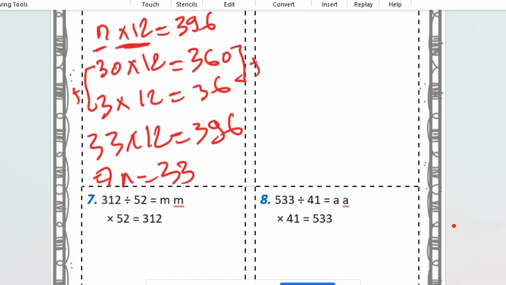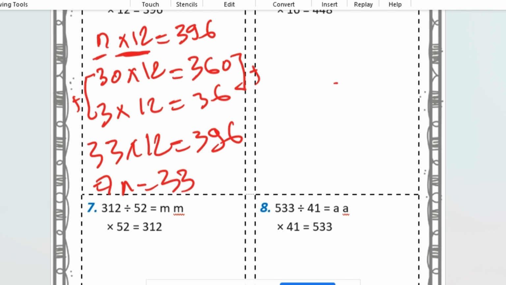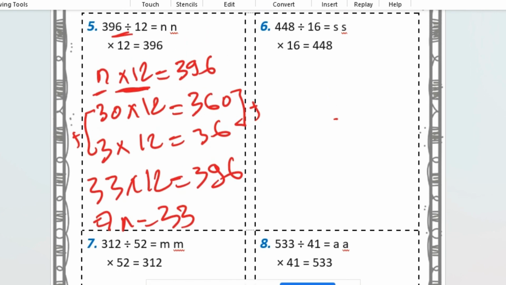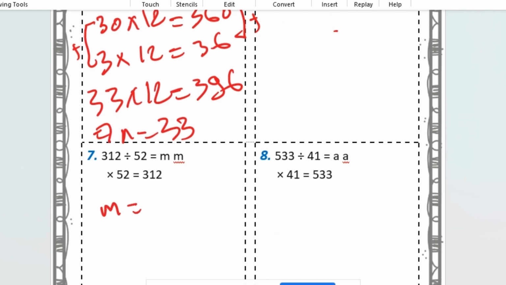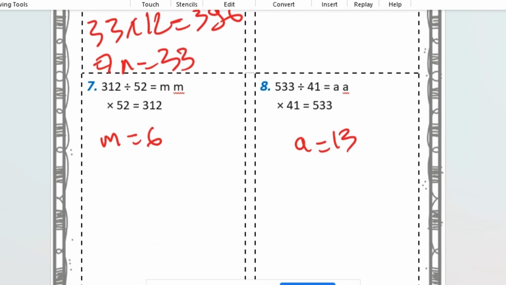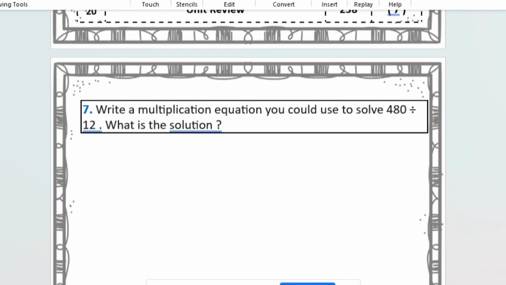Now I want you to solve the rest of these questions. Okay, I'll just give you the answers directly, and you just solve them and check your answers. Here s equals 28, and here m equals 6, and here a equals 13. Check your answers, try and solve the same way that I did, and you should get these answers. Now to the last question.